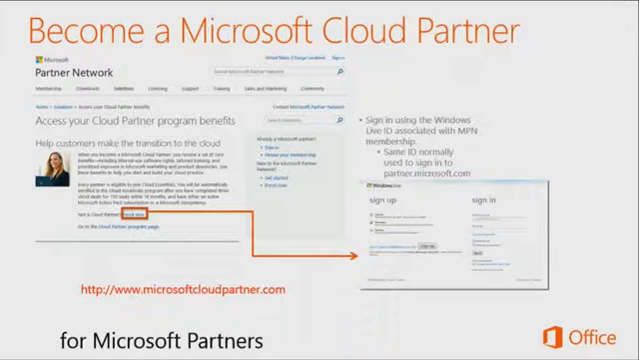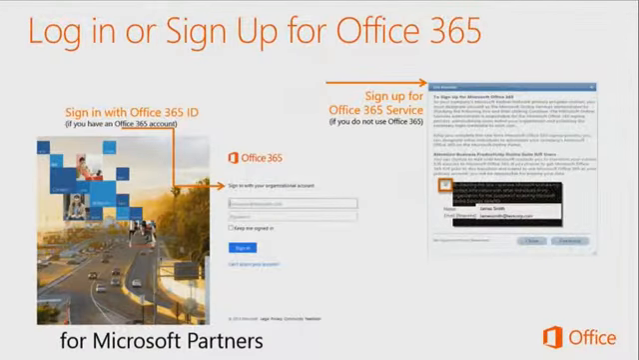How to become a Microsoft Cloud partner. If you're not already a partner, we want to go to microsoftcloudpartner.com and sign up. You will need to sign in with an Office 365 ID if you have an Office 365 account. If you don't, you need to have a Windows Live account, a Microsoft account, and then sign up for the service.